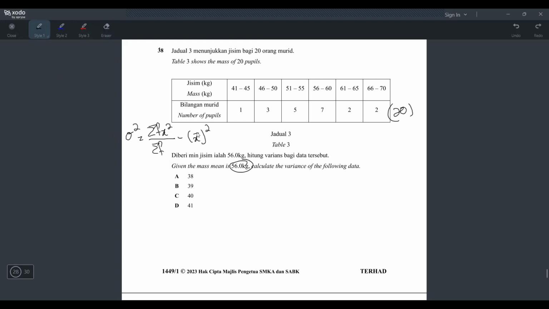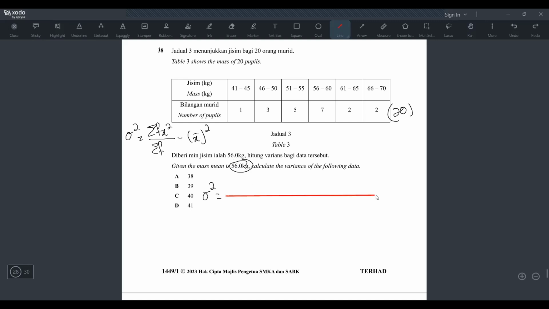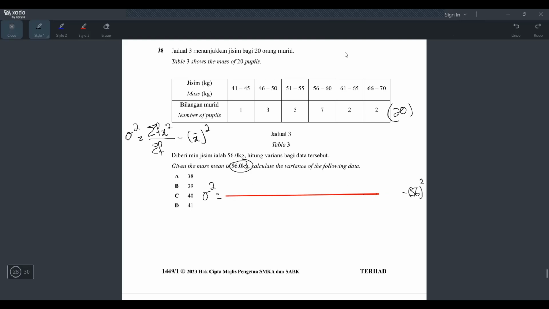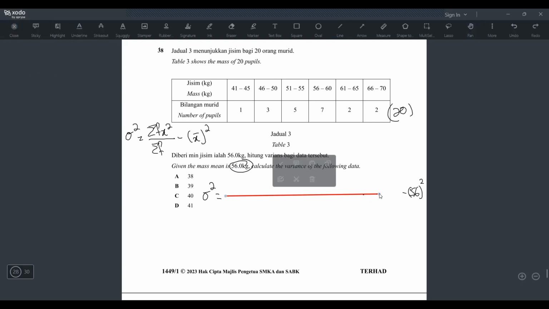Okay, when we find variance, we need to have the mean first. If you don't have the mean, we cannot do it. So do we have the mean? Yes, 56. So I don't have to find the mean already. I can skip the step and straight away find my variance. So let's draw a line. And then I have to minus mean square, and the mean they already gave is 56. And now I have to write down this part, the top and bottom part. So how to do?